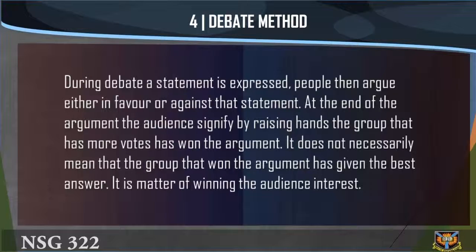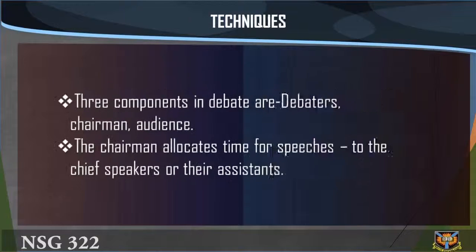Debate method. During debates, a statement is expressed. People then argue either in favor or against that statement. At the end of the argument, the audience signifies by raising hands, and the group that has more votes has won the argument. It does not necessarily mean that the group that won the argument has given the best answer. It is a matter of winning the audience interest. Techniques. Three components in debate are debaters, chairman, and audience.